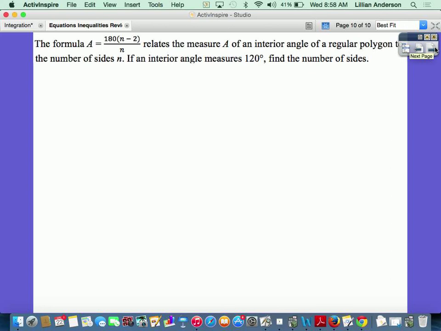What about this problem? Let's read it. Formula A equals 180 times n minus 2 over n. Should look familiar. Geometry. It relates the measure A of an interior angle of a regular polygon to the number of sides n. The interior angle measures 120 degrees. Find the number of sides. So 120 equals A, and you know this because it says the interior measure is 120 and A is the interior angle.